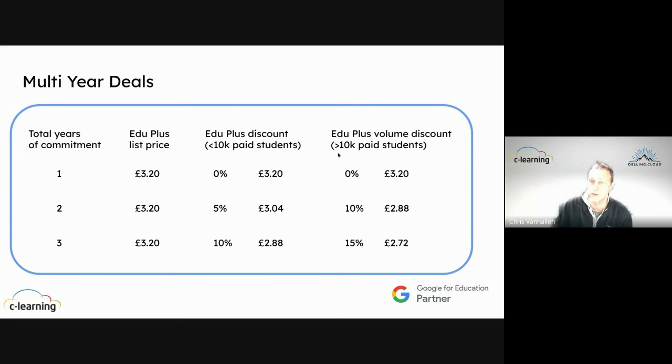If you've got greater than 10,000 paid student licenses, the discounts increase: 10% in year 2, and 15% in year 3. So again, if you are committing to this and you're considering a multi-year deal, it's definitely worth talking to us about. There are some great savings to be had there.